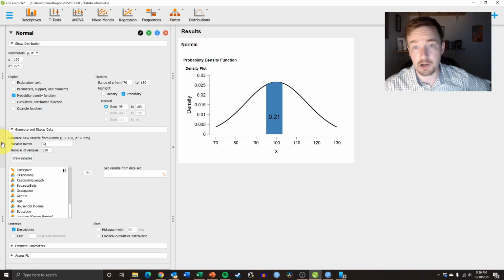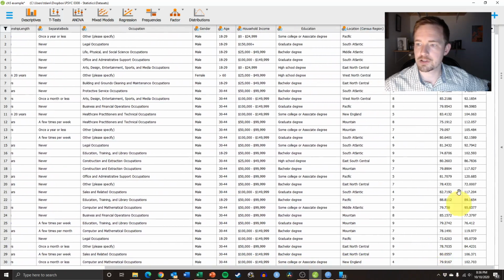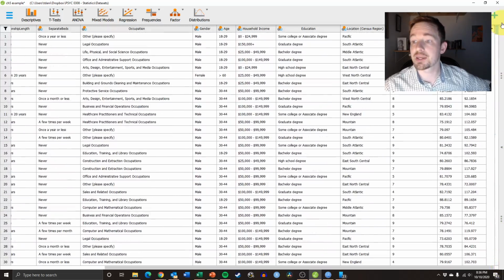And just to make sure, I'm going to go back to our data. Moving all the way over to the right, and now I have IQ, and so you can see that now I have this IQ variable. So all these new IQs have been generated to simulate a normal distribution of 810 subjects.